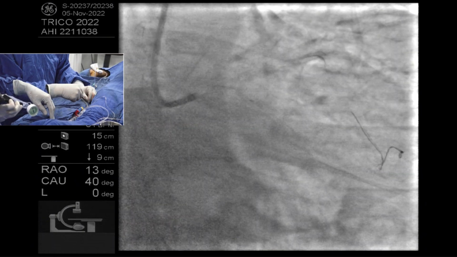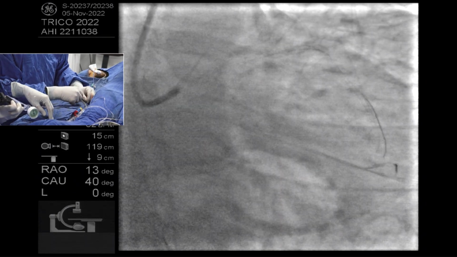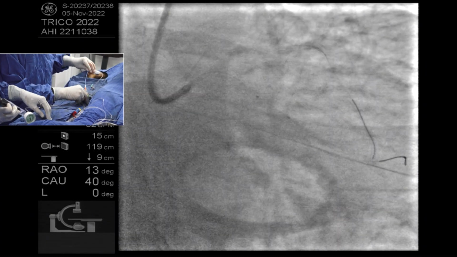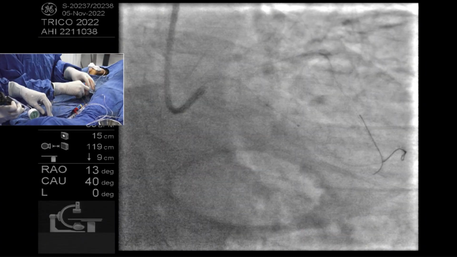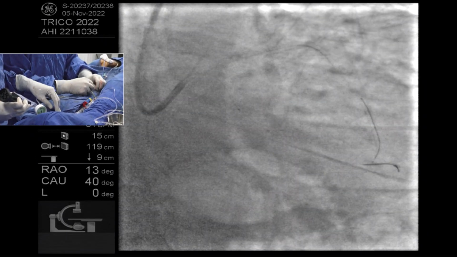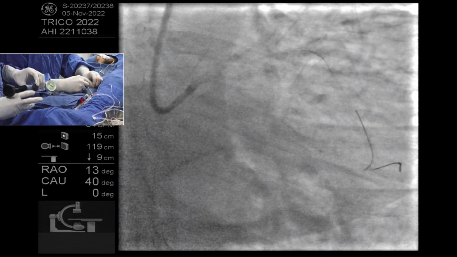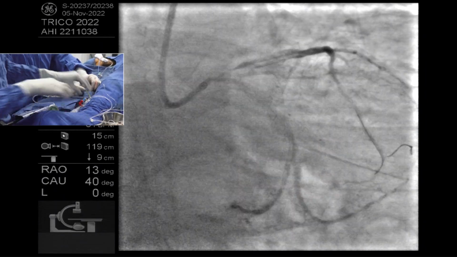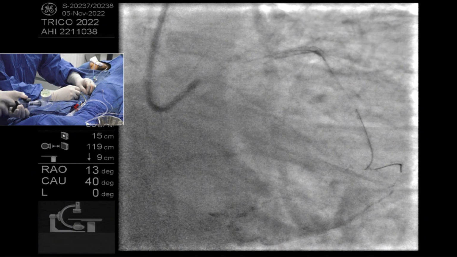So this is a very important message. Sometimes the hard wire, like for CTO, works for this kind of very tortuous, very bending region.